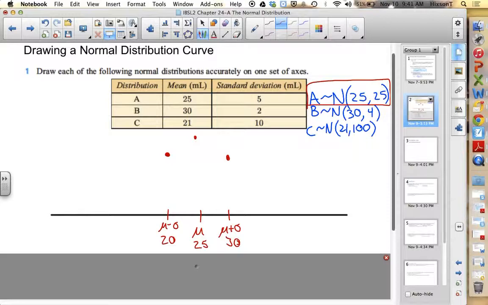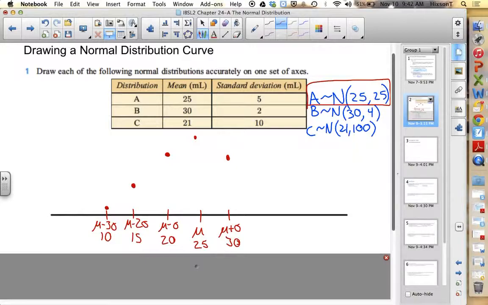Then we go another standard deviation to the left. We have mu minus 2 sigma, and that's going to be 15. And notice at this point we're going to be much lower. If we go another standard deviation to the left, we're at mu minus 3 sigma, which in this case is 10. And notice we're very low. Okay? There are very few scores out here at 10.